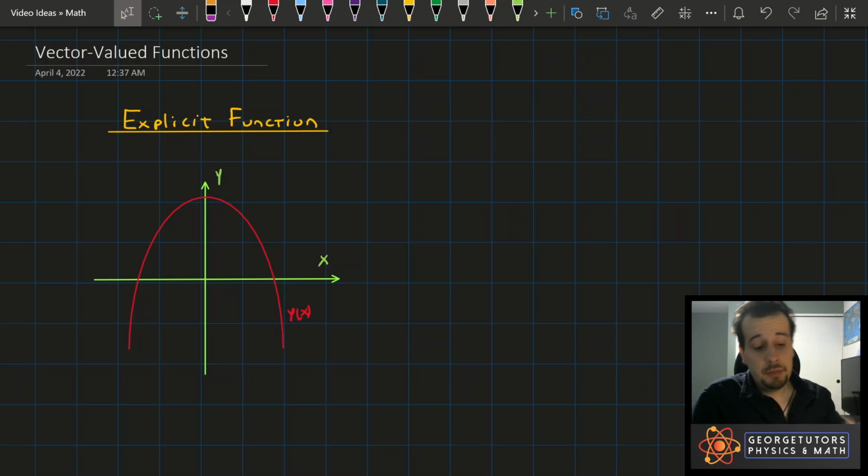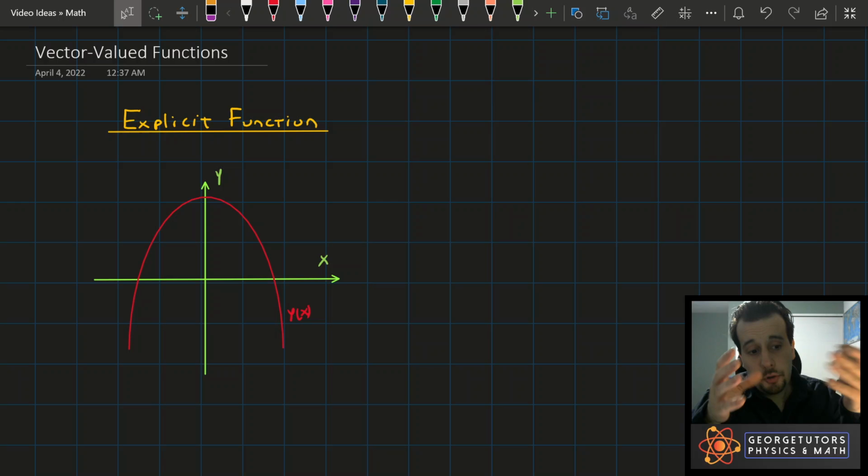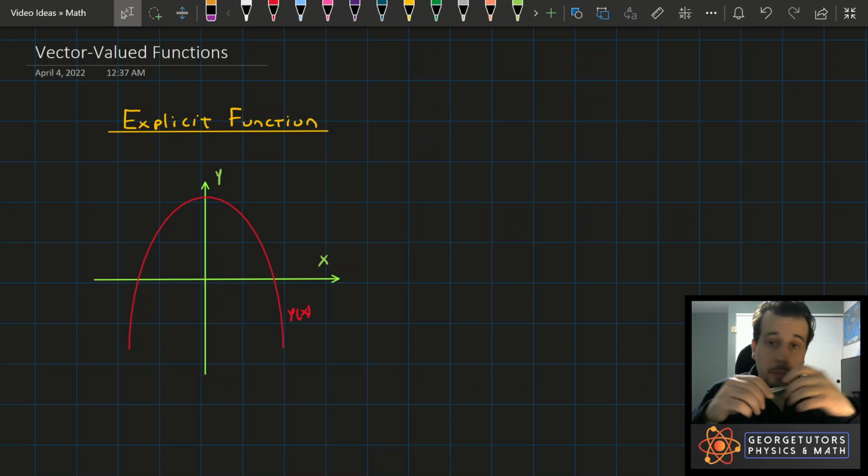In this video, I'm going to be discussing a little bit about vector valued functions. Now, if you're wondering what a vector valued function is, as the name suggests, it's basically a function that describes the components of a vector. So basically, each component of a vector is a function itself.